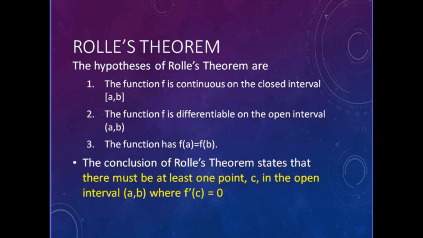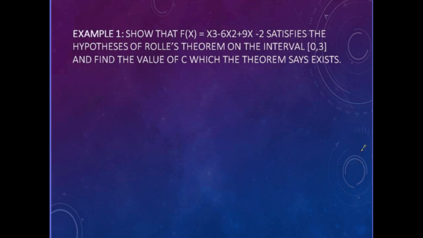All right, let's show that that could be true for a function. We have f of x equals x cubed minus 6x squared plus 9x minus 2. Actually, that's x to the negative second.